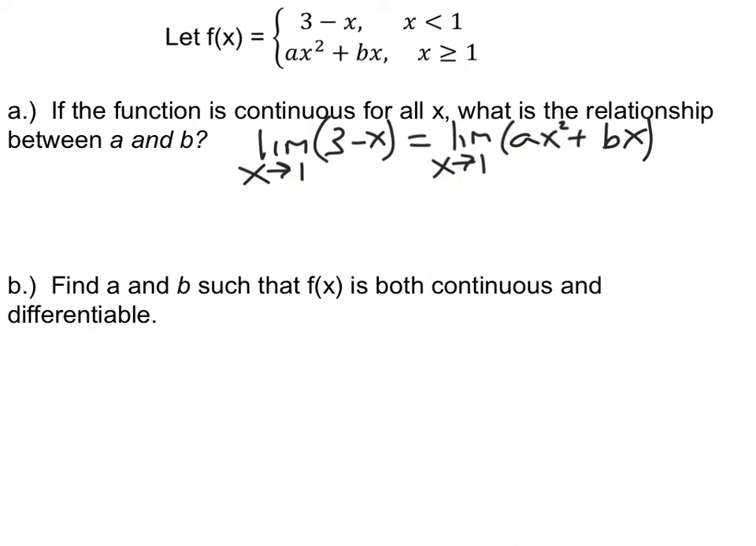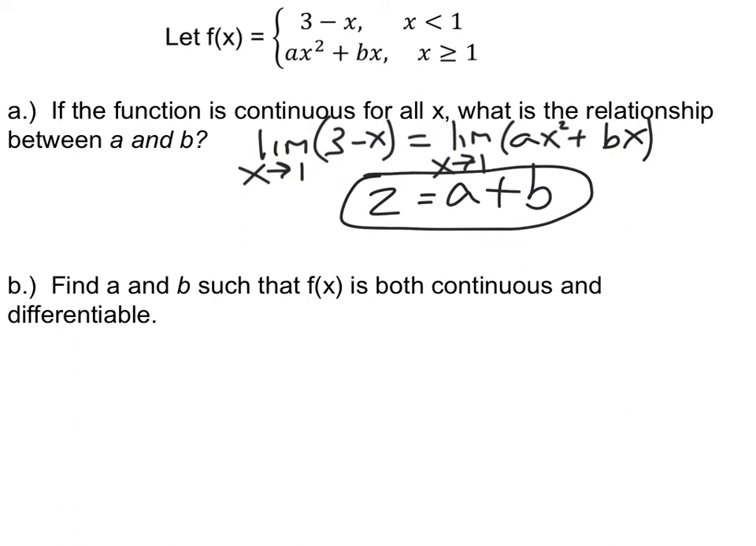All right, so let's evaluate this limit. The limit as x approaches 1 of the left side, my left-hand limit, is going to be 3 minus 1, so that's 2. And over here, the limit as x approaches 1 of ax squared plus bx, I'm just substituting a 1 in. I get a times 1 squared plus b times 1, which is just a plus b. So there's my relationship: a and b have to add up to 2.